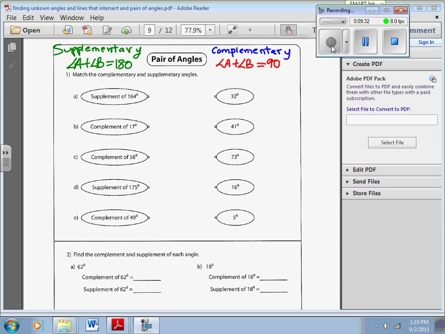When you figure out the angle, just do me a favor right here. Write 164 plus what number are you thinking out of these? And check it. Does it add up to 180? Okay, so take a few seconds to do that on how we're figuring out which one is matching with the supplement of 164. All right. Can you go ahead and finish just this box for right now and put your pencils down? So go ahead and get the complement of 17, complement of 58, supplement of 175, and the complement of 49. And then just put your pencils down.